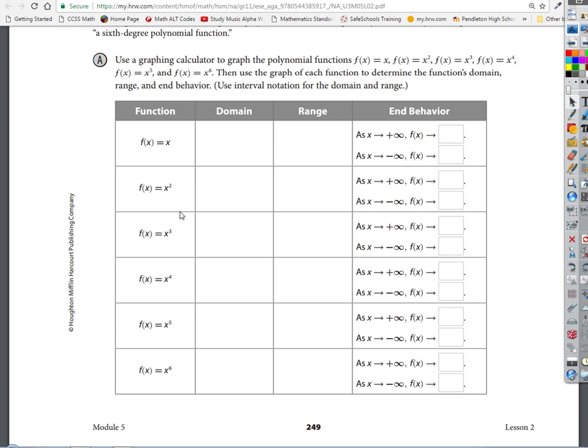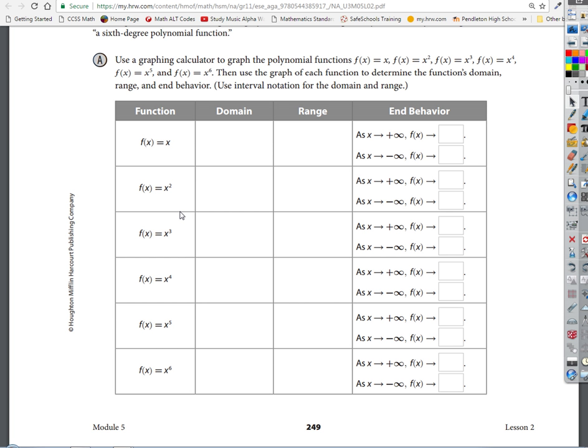Name a function out of that group that has line symmetry or reflective symmetry. X squared. What's another one? Etc. That's why we call them even functions, right? Because they're even exponents. And all the others that have odd exponents would have odd symmetry. And what kind of symmetry is that? Rotational about the origin. Good.